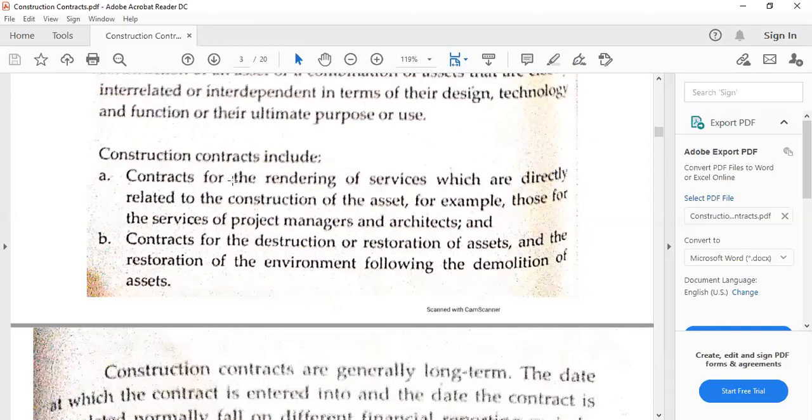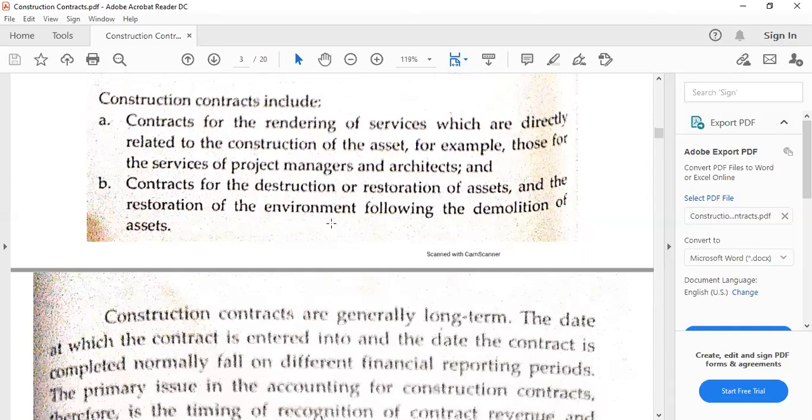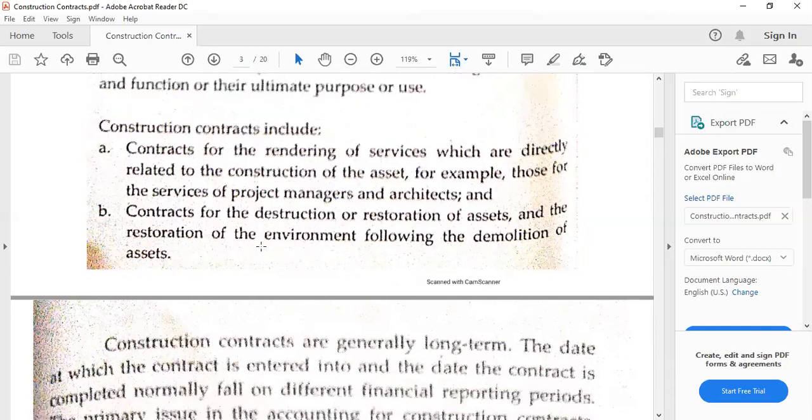So here are the contracts that are included. An example of that will be the contracts for the rendering of services, which are directly related to the construction of an asset. Another one will be for the destruction or restoration of assets, including, of course, the restoration of the environment following the demolition of assets.